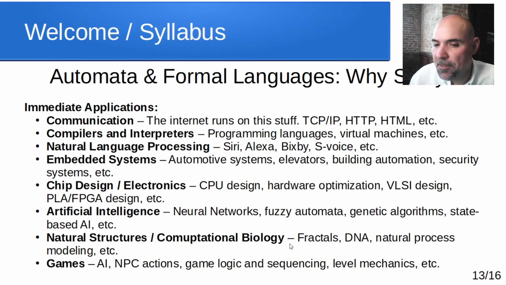Artificial intelligence, neural networks, fuzzy automata or fuzzy logic systems, genetic algorithms, state-based AI, all of those things, again, automata and formal languages underpin it. Computational biology, things with fractals in things like how plants grow, DNA, other natural process modeling, automata and formal languages fit into that. And then games, obviously, if you're dealing with AI, you might have non-player characters that take actions, or the game logic and sequencing itself, level mechanics, all of that can be underpinned by automata and formal languages.